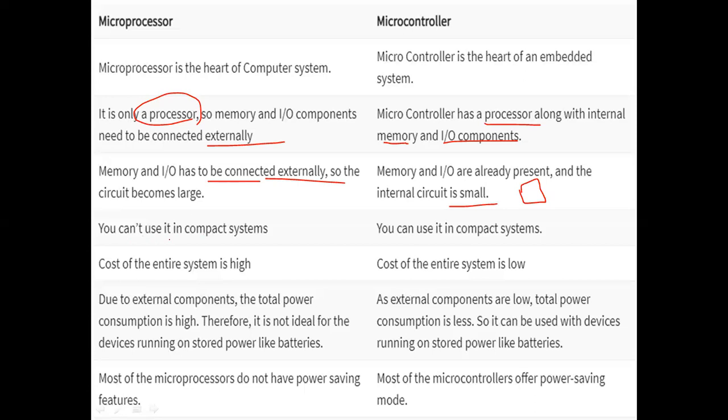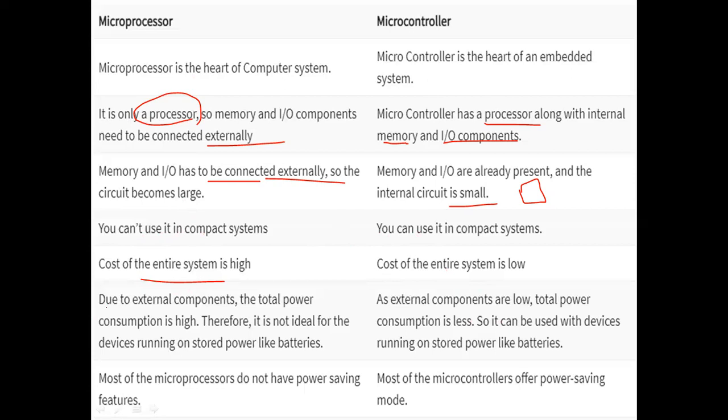You cannot use it in a compact system. Microcontroller means a smaller device, so for a compact system we have to use the microcontroller. The cost of the entire microprocessor system is high because the processor, like the CPU, the central processing unit, processes for all the devices and is additionally connected externally to other devices. Here, for the microcontroller, the cost of the entire system is low.